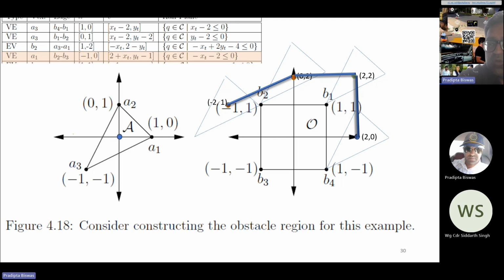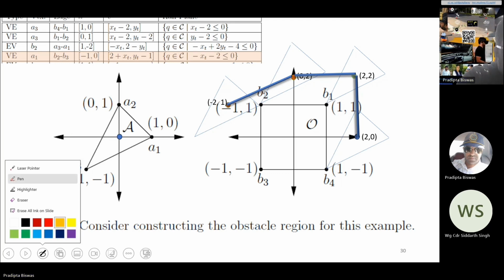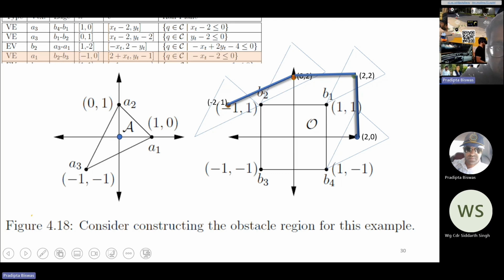So after this position, 1, 2, 3, 4, now the robot will again drag along the edge of the obstacle. Sorry, let's get the pen. Edge of the obstacle. So again, from EV we will come to a V type of joint. And again, B2, B3, we will take this normal. This normal is minus 1, 0. So this is minus 1 and 0 this way.